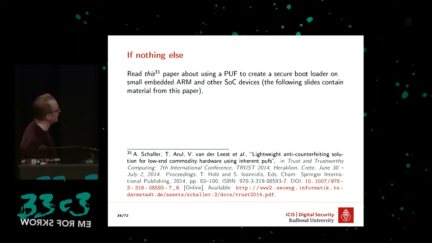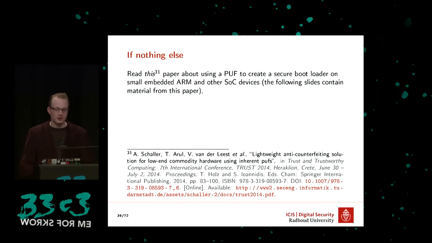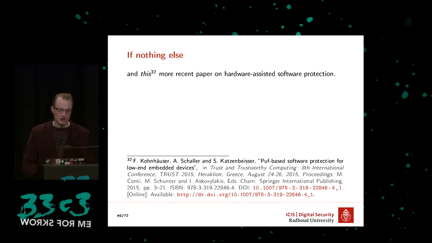That's on slide 39. It's called Lightweight Anti-Counterfeiting Solution for Low-End Commodity Hardware Using Inherent PUFs. And preferably, you also read this related one, PUF-based software protection for low-end embedded devices. Don't be fooled by the terms IP protection and license model. This is a secure boot environment. You want it in your Raspberry Pi, for instance. I don't know whether Raspberry Pis have it. That's for you to find out.